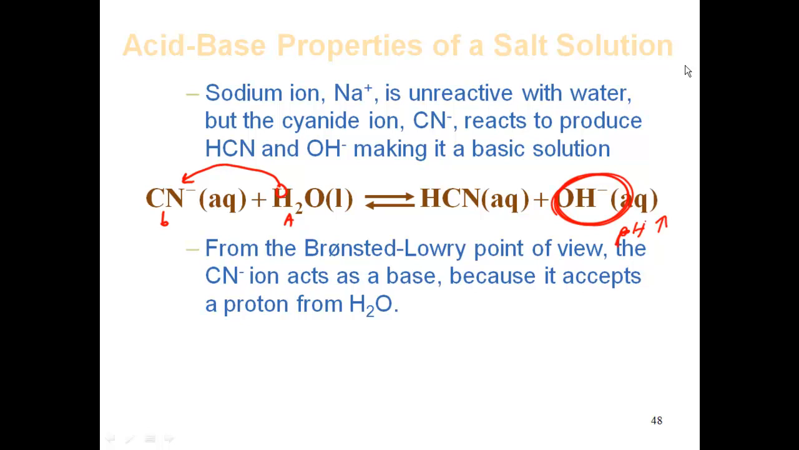So from a Bronsted-Lowry point of view, the cyanide ions act as a base because they're accepting that proton from water. So even though this is an ion, it still can undergo hydrolysis. Everything we did before has been molecular substances, but ions can also undergo hydrolysis.